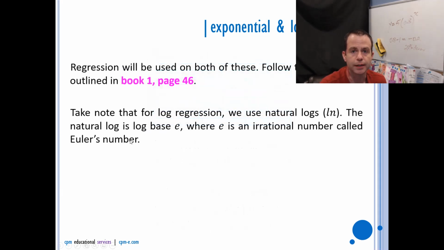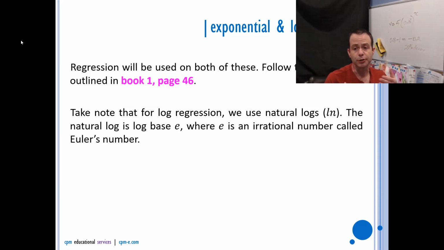Awesome. Okay, so regression will be used on both exponential and logarithmic, sorry. Again, follow those steps that I've outlined in book 1, page 46. Take note that for log regression, we use the natural log. So your equation is going to have ln in it. Ln is log base e, where e is an irrational number called Euler's number.